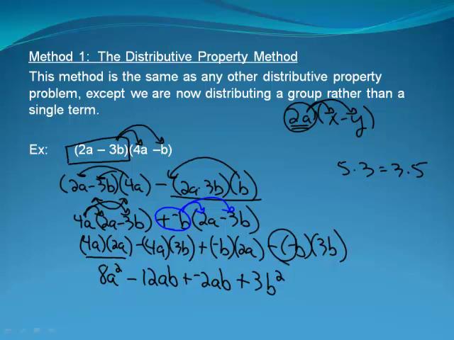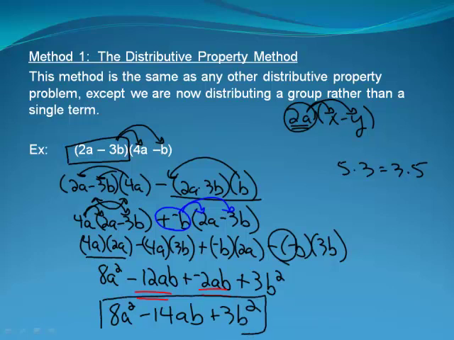All right, we've got like terms here we can combine. So we've got 8a squared minus 12 plus negative 2 is a negative 14. So I'm going to write that as subtraction. Minus 14ab plus 3b squared. Those are all unlike terms. You can't combine them. That would be your final simplified answer for 2a minus 3b times 4a minus b.